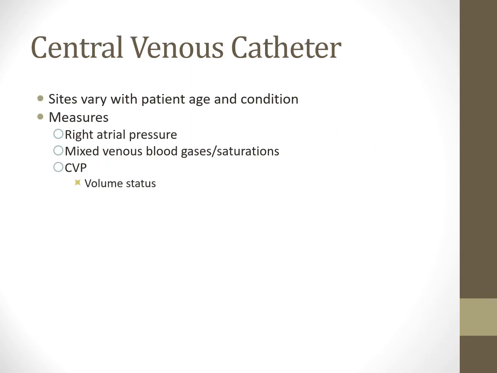All right, central venous catheters, so central lines. Usually the umbilical venous line is going to be your most common one in the NICU here. So age and condition, especially if you're working PICU and NICU. Right atrial pressure is going to be the good measurement there. We can look at vascular volume.